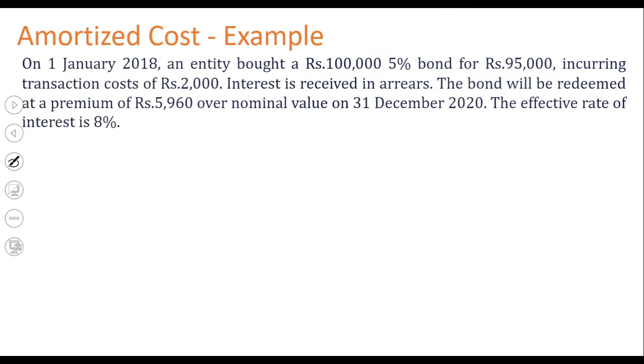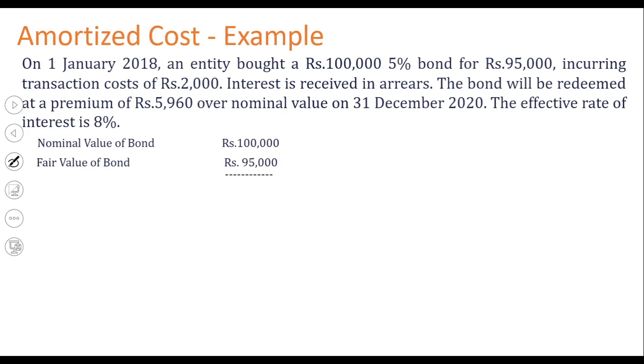Right. Now we'll see how this amortized cost works. Now you can see the nominal value, or we call it the face value, of this bond is 100,000. The fair value of the bond is 95,000. Why? Because this particular financial instrument is worth 100,000, but we can purchase it from the market for 95,000, which means we purchase 100,000 worth of asset at a rate of 95. That is the fair value of the instrument.